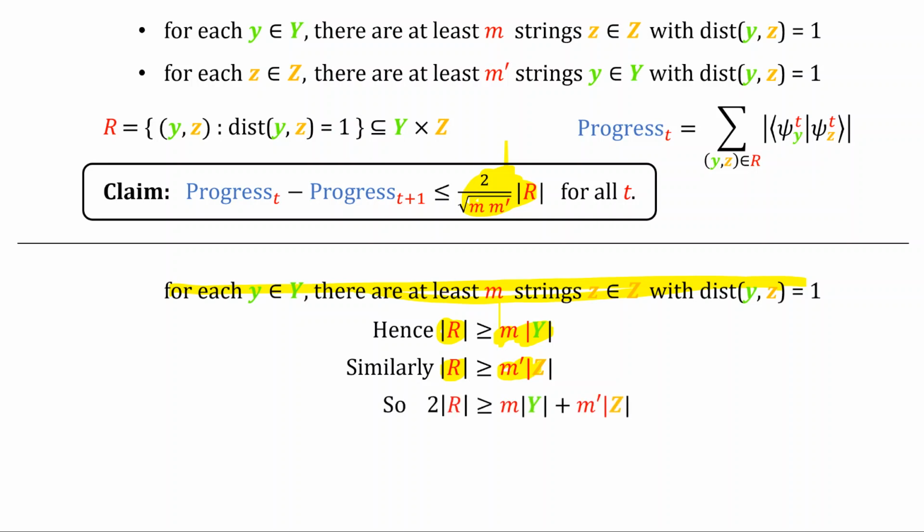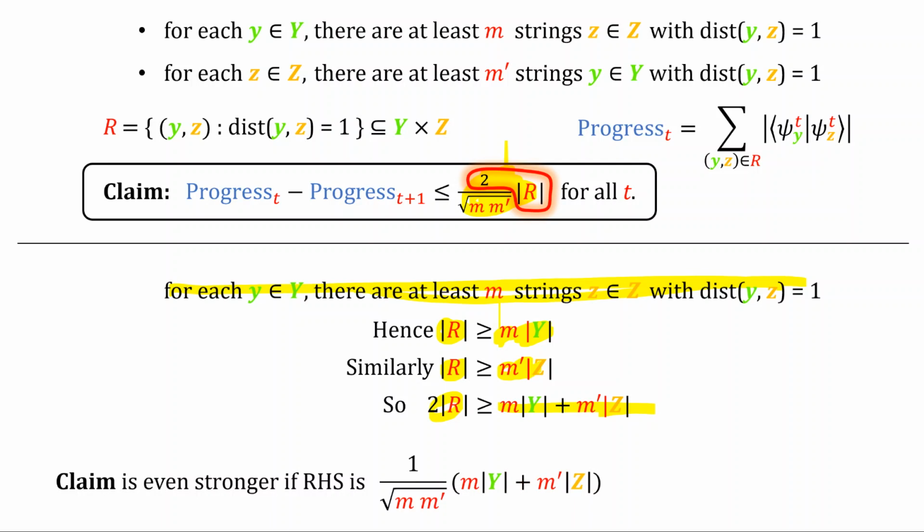So let's just add these inequalities together and get that 2 times the cardinality of R is at least m times the cardinality of Y plus m prime times the cardinality of Z. Okay, that's great. And that's all we'll use about the hypotheses. But now let's take a look at something interesting here. We have this 2 times the cardinality of R in our claim. And we just showed that 2 times the cardinality of R is bigger than something.